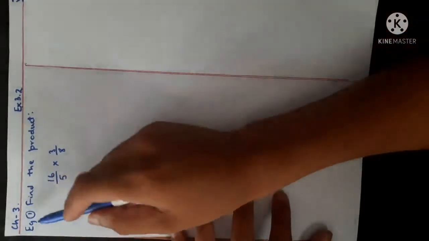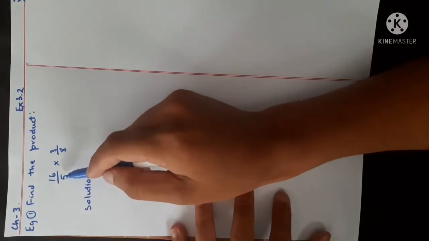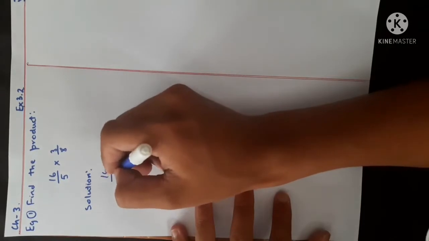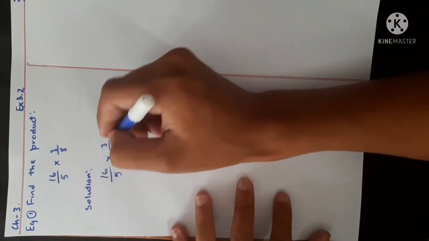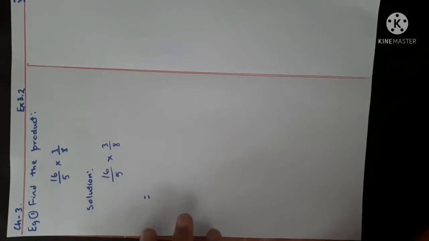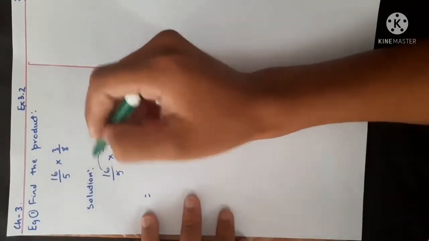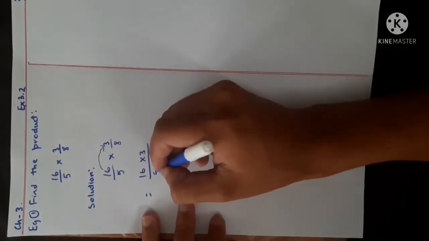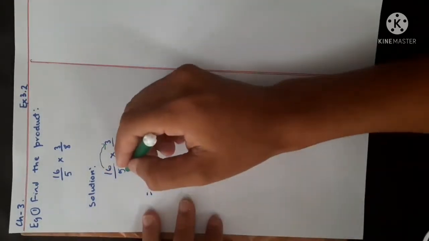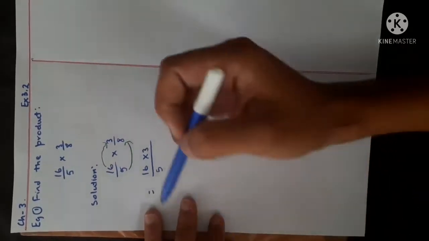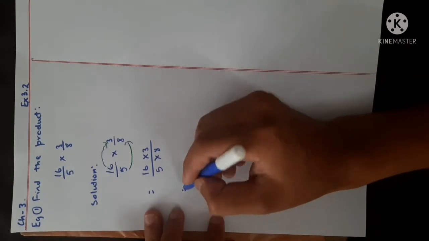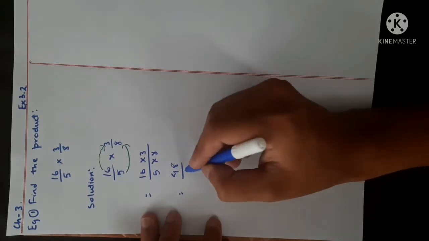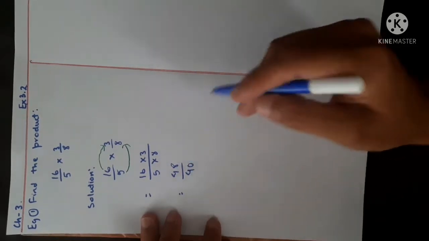Now let us see an example here. We have to find the product of 16 by 5 multiply 3 by 8. So 16 by 5 multiply 3 by 8. Now again we have to multiply numerator with numerator, so 16 multiply 3 divided by 5, denominator with denominator, 5 multiply 8. So this will be equal to 16 times 3, you will get 48, and 5 multiply 8, you will get 40.